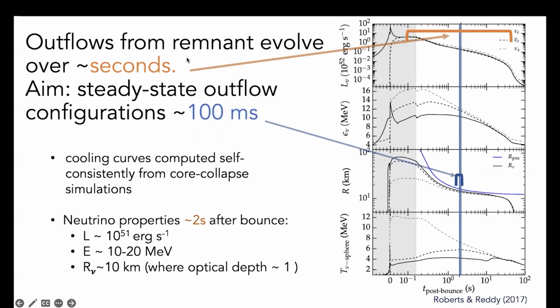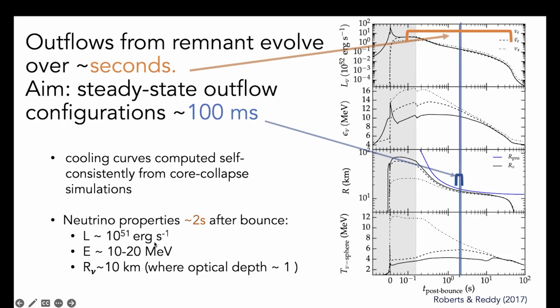So these outflows from these remnants of core collapse or mergers, which form similar remnants, they can evolve over the timescales of seconds. So here's just different properties as a function of time starting from core collapse. And these properties evolve over the timescales of seconds. But for our simulations, we aim to capture steady state outflow configurations at a given moment in time. And in our simulations, we simulate for about 100 milliseconds. So we capture a single state from this entire long-term evolution.